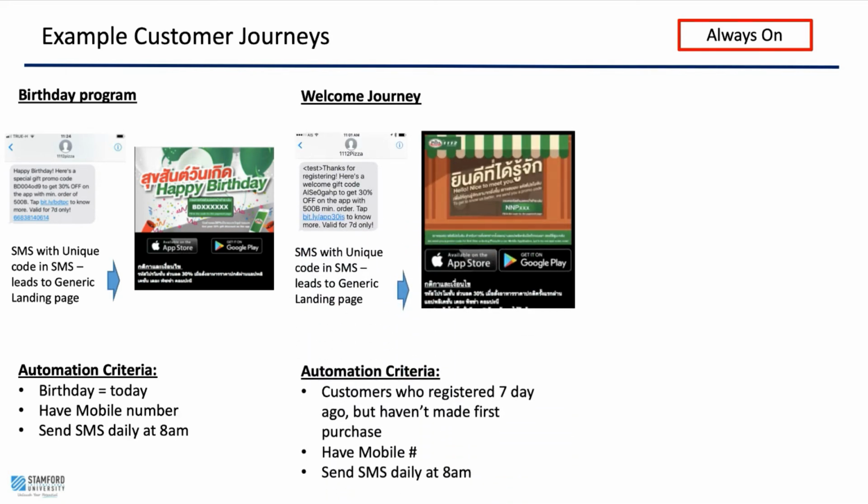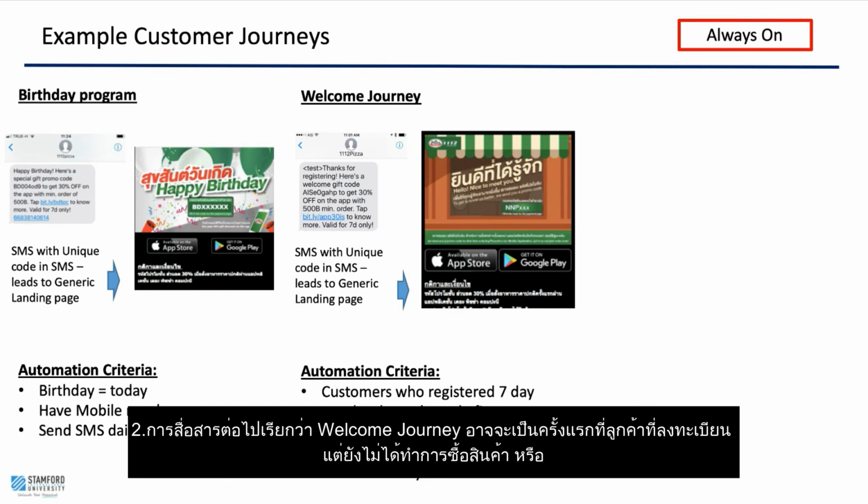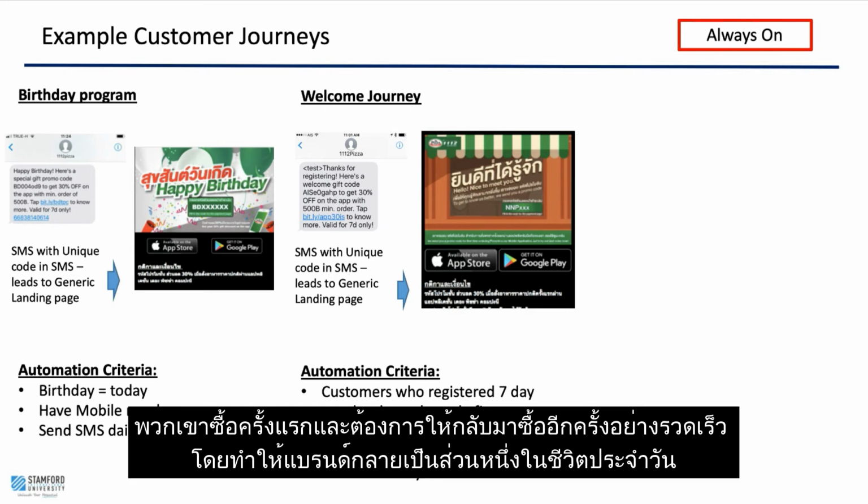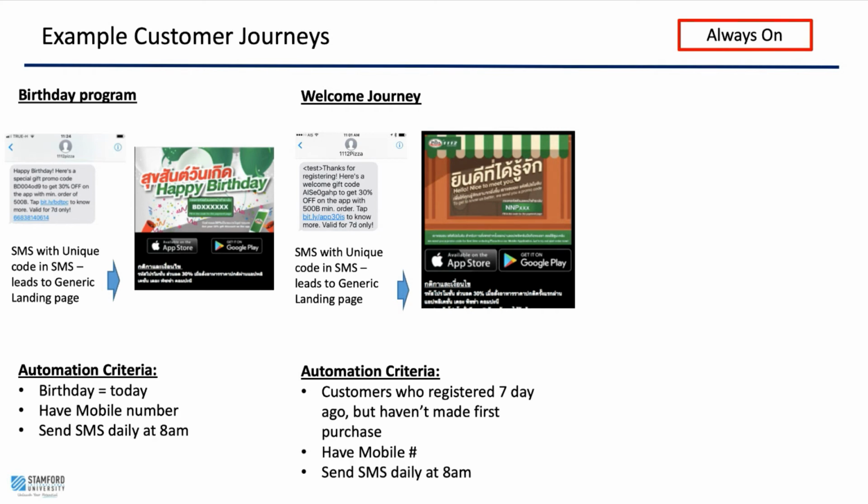Another example is something we call the welcome journey. So this is when someone first joins your brand. They come in, they register, maybe they've made their first purchase. Now is the time when you want to get them to quickly purchase again. So you can trigger them to purchase again within 7 days, and remind them every 7 days until they do make that purchase again.